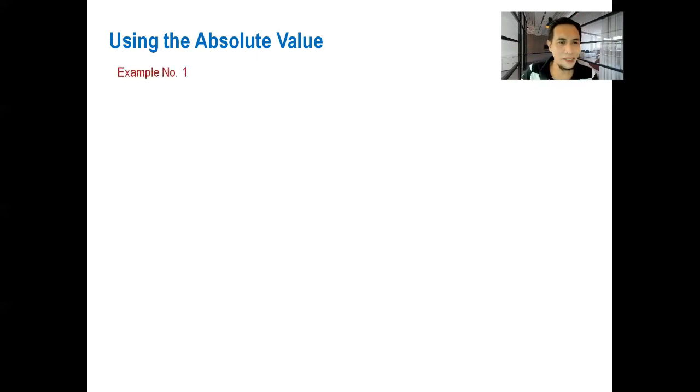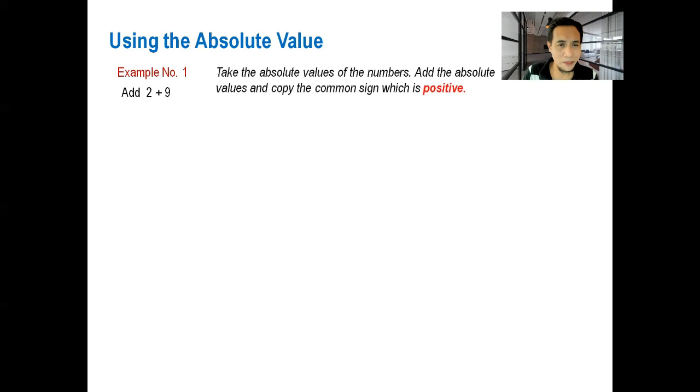All right, so let's take example number 1, the 2 plus 9. So what's the process? We're going to take the absolute value of two numbers, and if it has the same sign, copy the common sign. All right. So we will take the absolute value of 2 plus the absolute value of 9, which is equal to, absolute value of 2 is 2, and absolute value of 9 is 9. It is equal to 11. And copy the common sign, which is positive. So our answer would be positive 11.